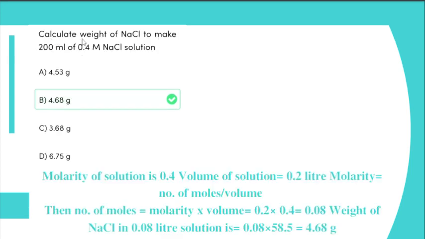Next question. Calculate the weight of NaCl to make 200 ml of 0.4 M NaCl solution. So the molarity of the solution is 0.4, the volume of solution is 0.2 liter. Molarity is equal to number of moles per volume. Then the number of moles is equal to molarity into volume. So here 0.2 multiplied by 0.4, we get 0.08. Weight of NaCl in the solution is 0.08 multiplied by 58.5, so we get 4.68. So here the right answer is 4.68 grams.